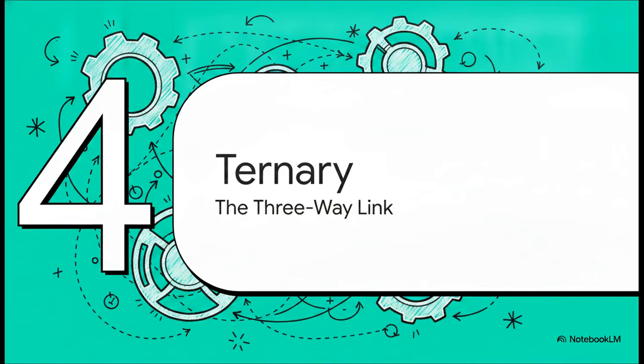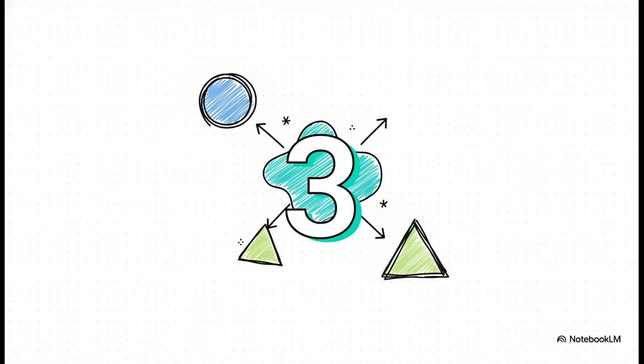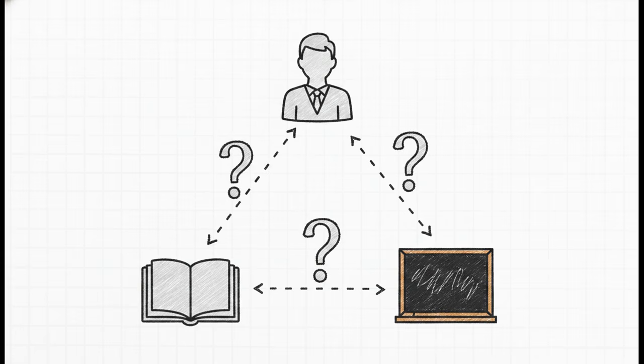Section 4, ternary, the three-way link. Let's see what happens when two entities just aren't enough to capture a real-world business rule. Enter the number 3. A ternary relationship means three distinct entities are now participating simultaneously to make a single meaningful connection. Now, you might be wondering, why isn't a binary relationship always enough?